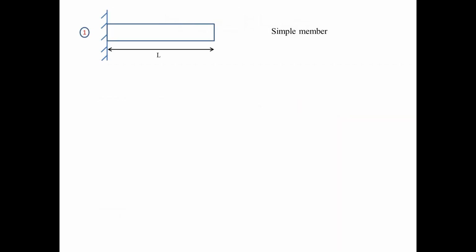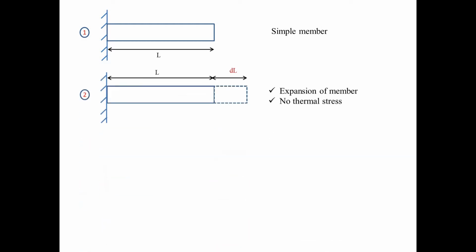So let us take a case of a simple member having the length L, which is fixed at one end and free at the other end. If the member is being heated with the temperature rise T, there will be a certain expansion. The expansion of the member will be dl. In this case, there are no thermal stresses generated. So that is the case.